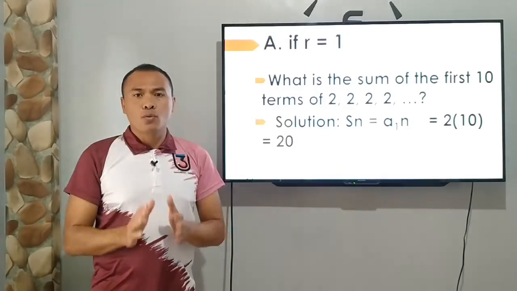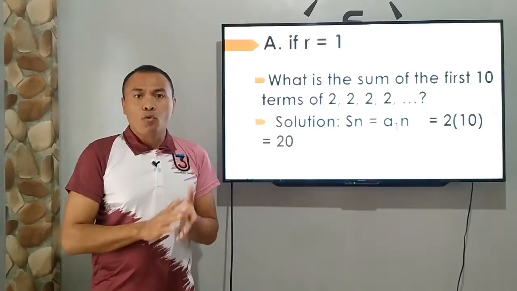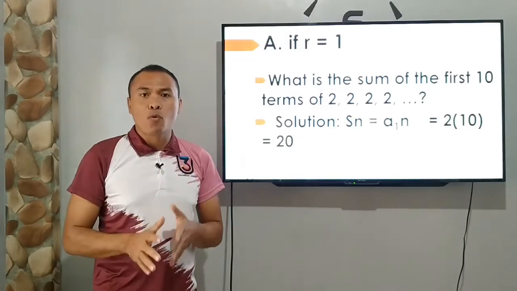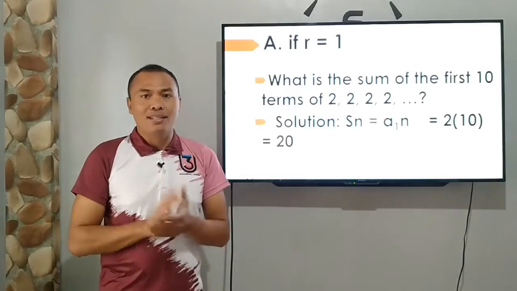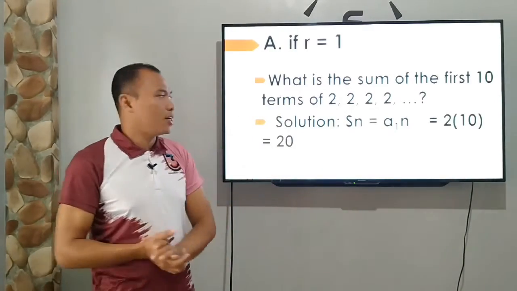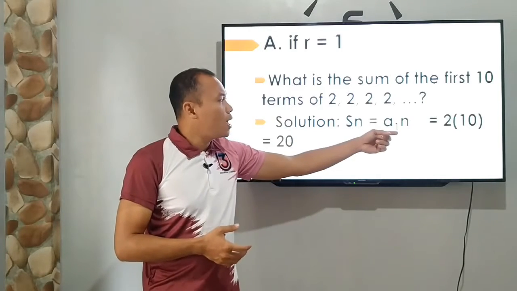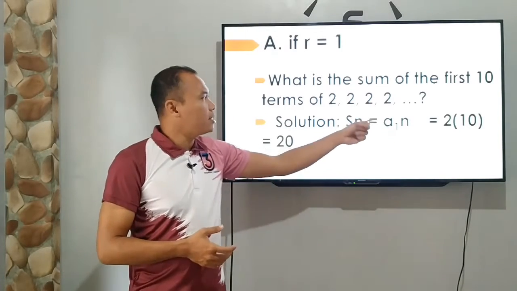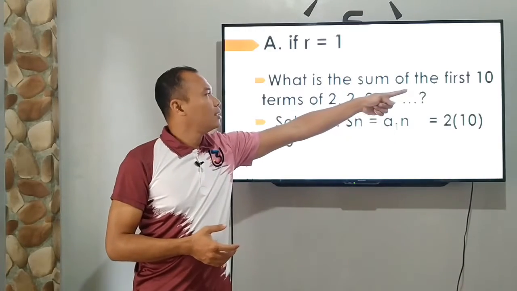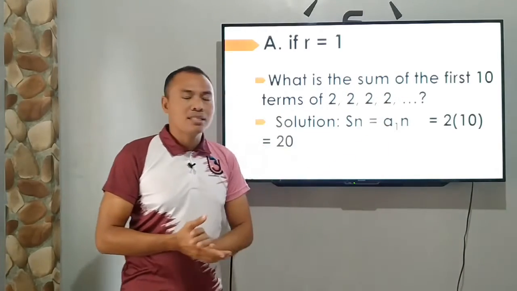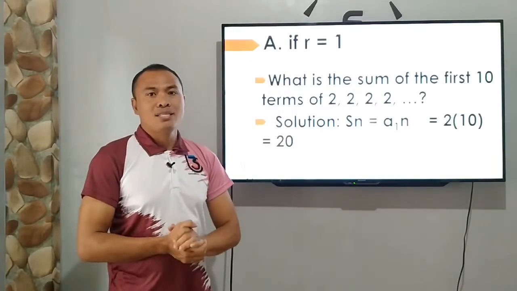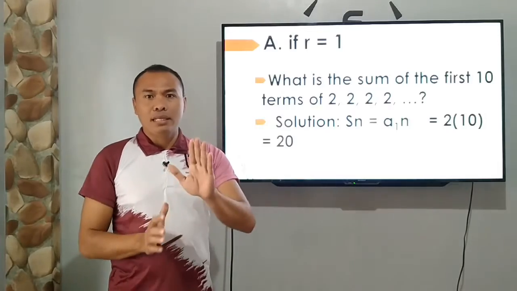When r is equal to 1, S sub n, or the sum of the geometric series, is equal to the first term, or a sub 1, times n. It's easy. Why? S sub n, the sum of the series, is equal to the first term. What is the first term? It's 2. What is n? N is 10. So 2 times 10 is 20. So the sum of our series is 20. Right? It's easy.